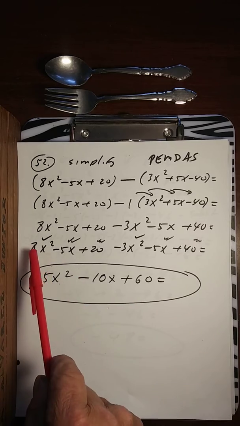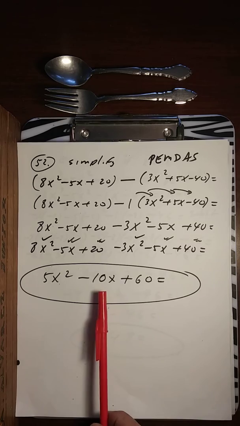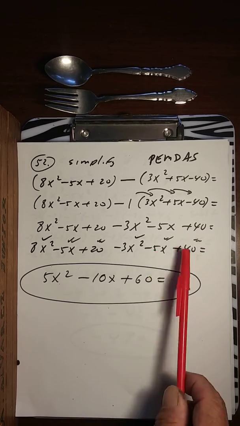Now let's put them together. 8x squared minus 3x squared. There it is, 5x squared. And negative 5x is negative 10x. Just put them together. And 20 and that is 60.